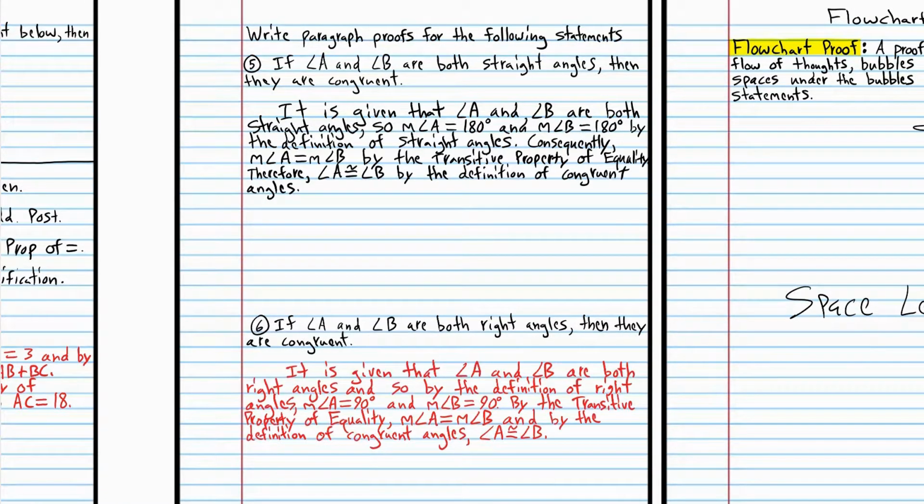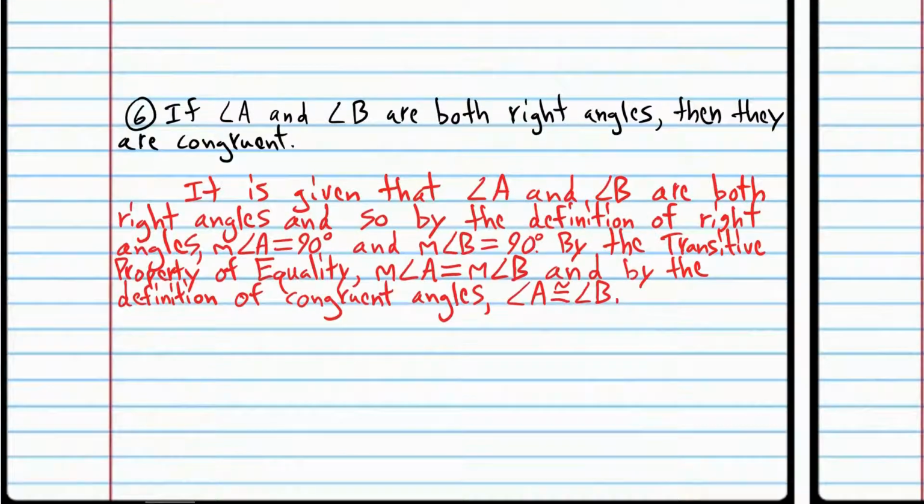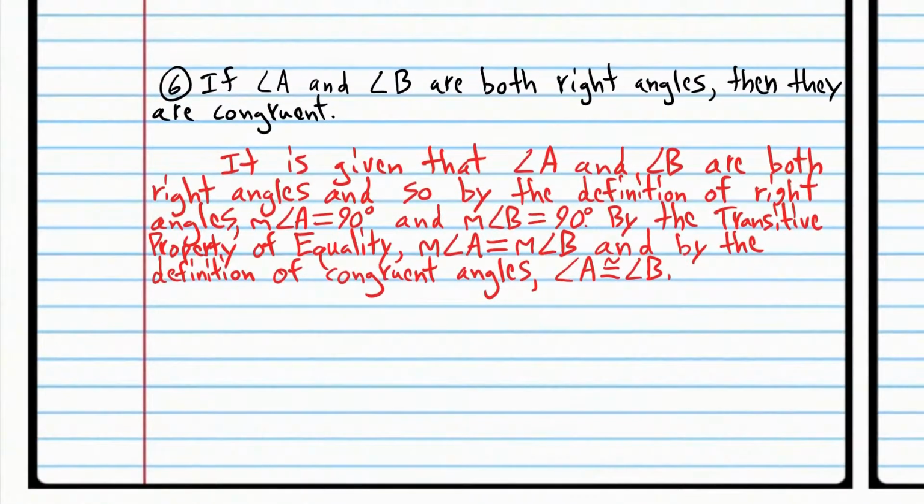All right, we're back. So this should be roughly what you should have there. It is given that angle A and angle B are both right angles. And so by the definition of right angles, the measure of angle A is equal to 90 degrees and the measure of B is equal to 90 degrees. By the transitive property of equality, measure of angle A equals measure of angle B, and by the definition of congruent angles, angle A is congruent to angle B. So you can pause the video and look at that if you need to.